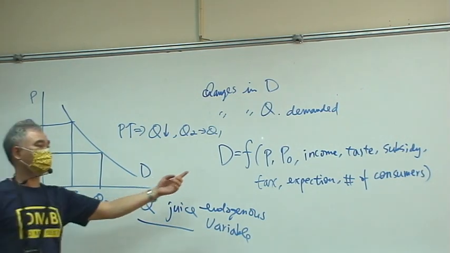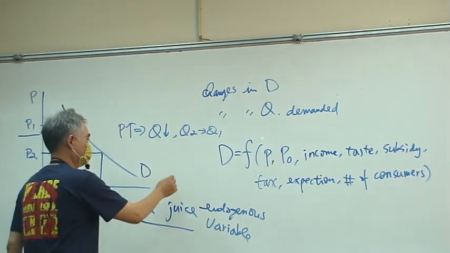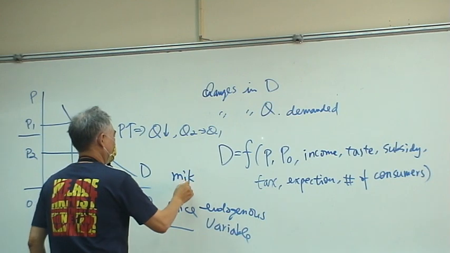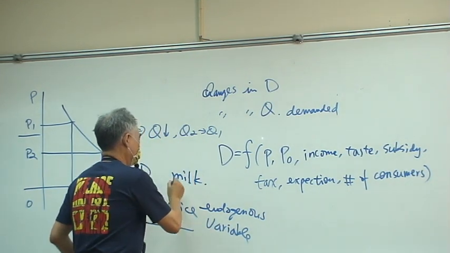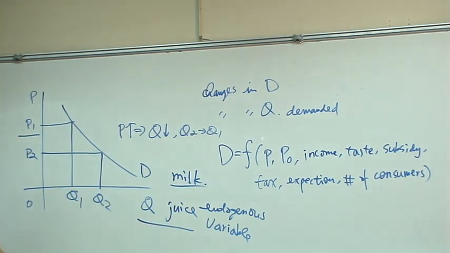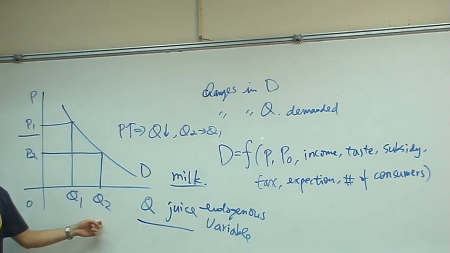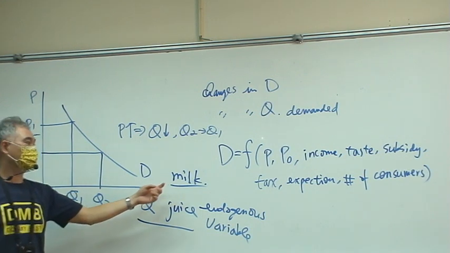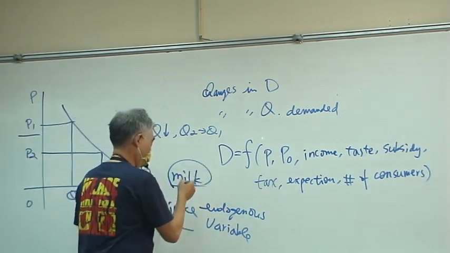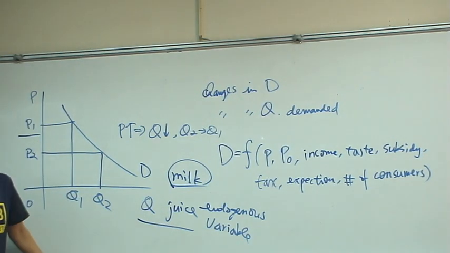And let us say other goods, okay, so for example, milk. So if we talk about the market for milk, it is not juice. So this model focuses on juice. So let us say milk. In Taiwan, usually winter is a better weather for cows. So cows produce milk. So because the weather is better, they produce more.